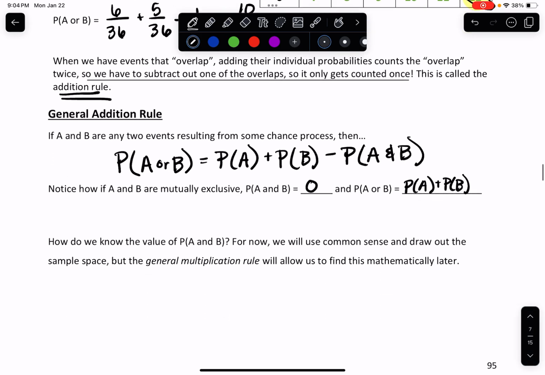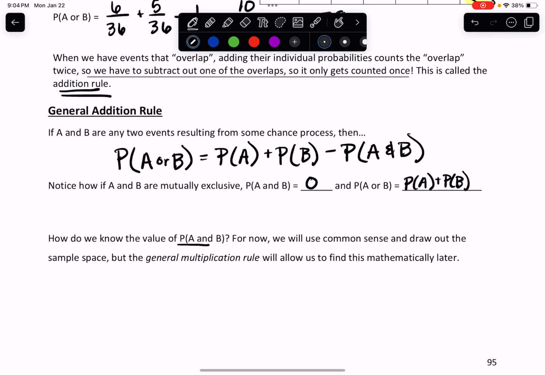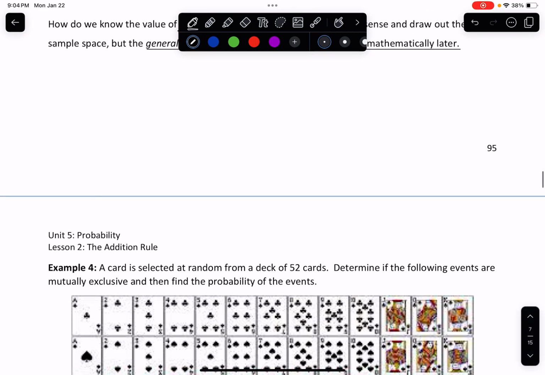So the question is, how do we know the value of the probability of A and B? That can be kind of tricky. For right now, we're going to use common sense, and we're going to create our sample space and work our way through it that way. In lesson 4, the general multiplication rule is going to help us find that mathematically later on, so we don't need to worry too much about that. So let's do some examples of the addition rule to practice.